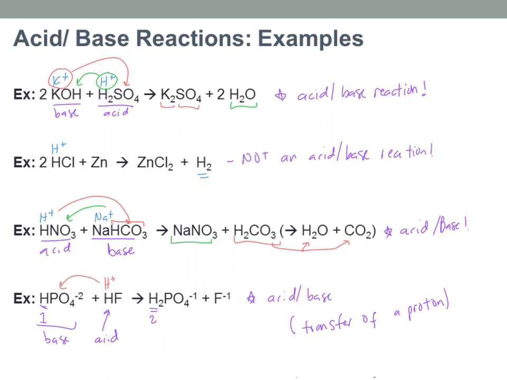So that's how to identify your acid-base reactions. They're also fairly easy to spot. You just need to look for an H plus to move from one thing to another. If you see an H plus move from one thing to another, then you've transferred it. It's an acid-base reaction.